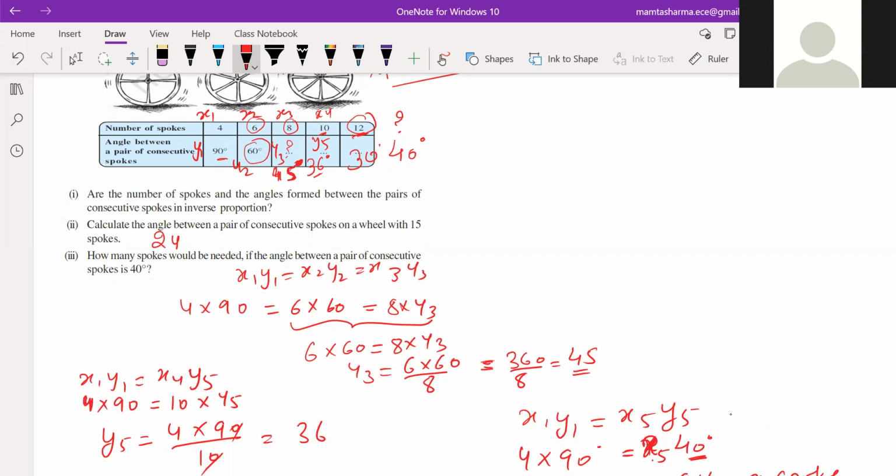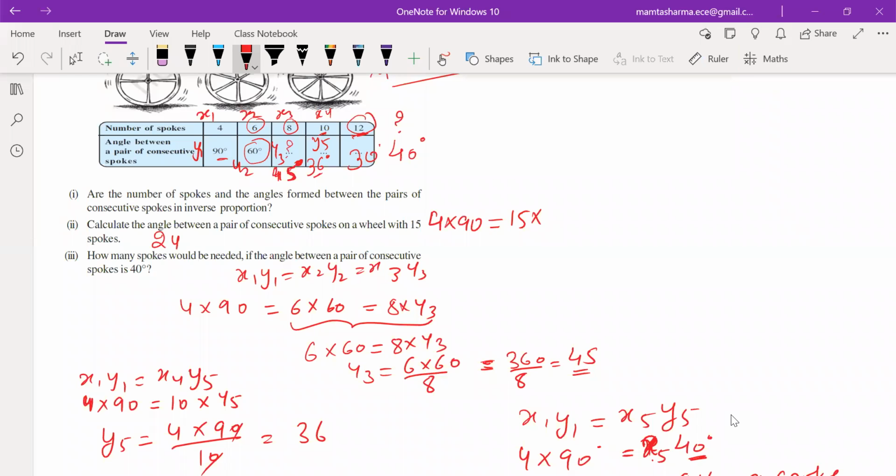Okay. For the 15 spokes, 4 into 90 equals 15 into the angle, you have to find out the angle. Let's say it is x. So x would be 4 into 90 divided by 15. That is 24. So the second answer would be 24.